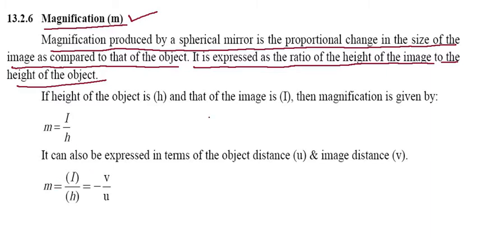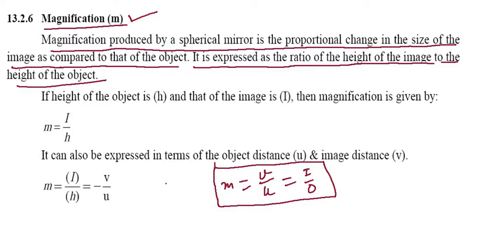You can learn it by this also. m is equal to v upon u is equal to I upon o, where I is the length of the image and o is the length of the object. Similarly, you can learn by this also. Otherwise you can learn by the help of this formula. Now come to the lenses.